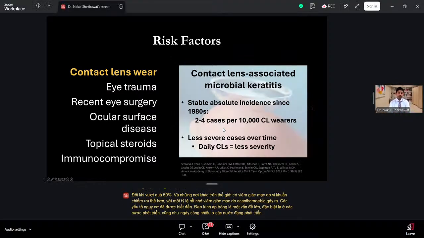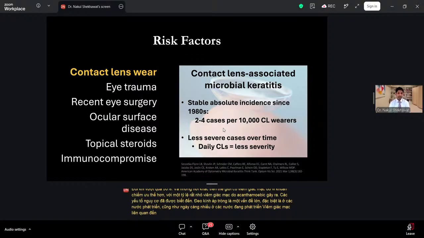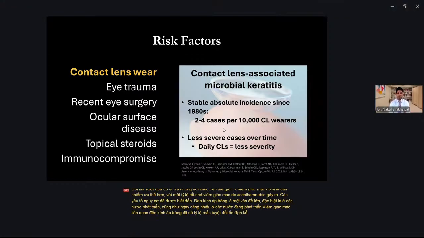Contact lens associated keratitis has had a stable absolute incidence since the 1980s with 2 to 4 cases per 10,000 contact lens wearers. But given that there are millions of contact lens wearers every day in the United States alone, that means there are many cases of infectious keratitis due to contact lens wear. Daily contact lenses are associated with lower risk and less severe cases over time.